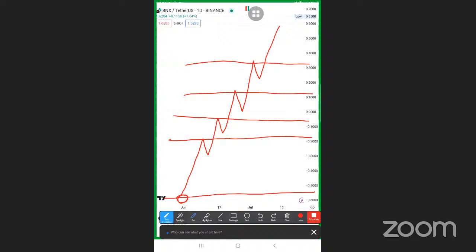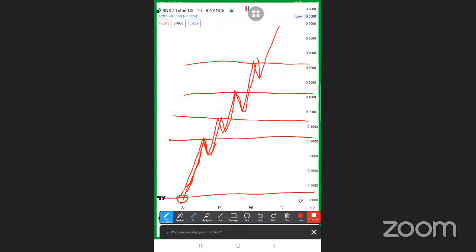And now the market will start to trend going upward. When it is going upward, it makes some moves. It goes up, then it corrects. It goes up, it corrects.